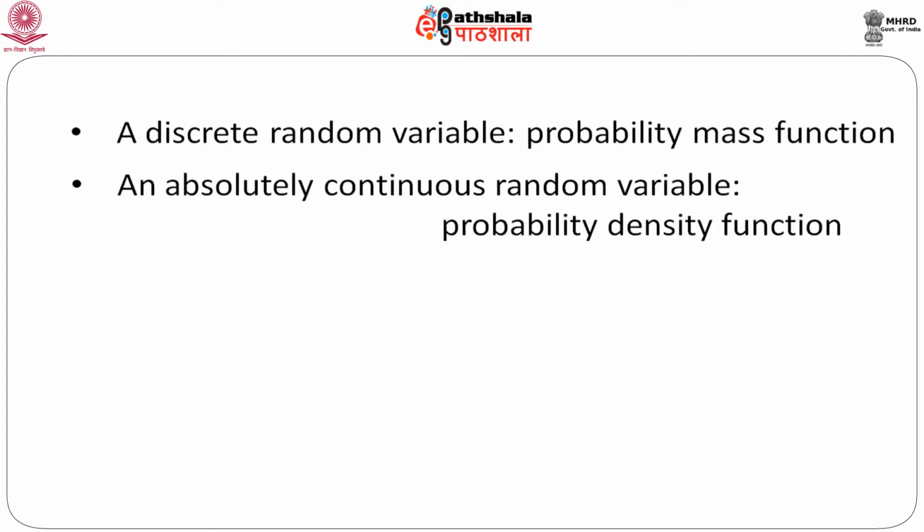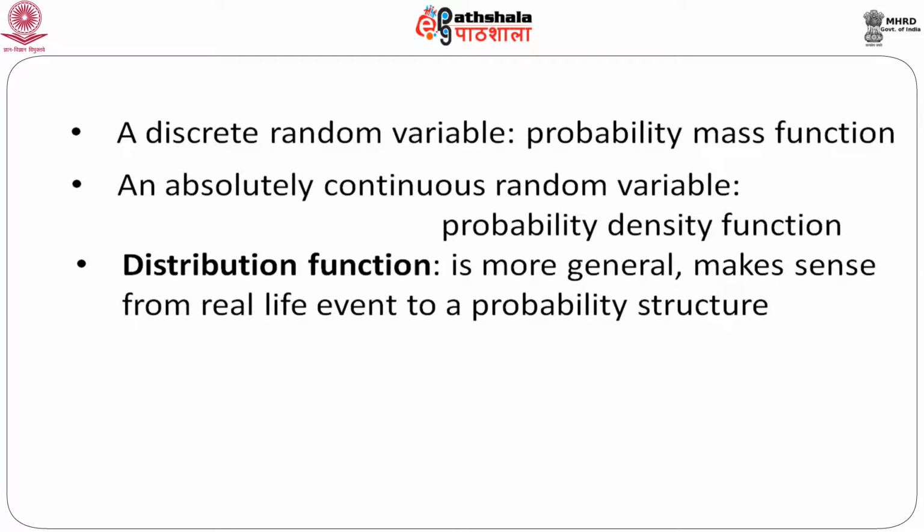Now, the question is, can we define something which is more general, covering the discrete as well as the continuous variable, or is there anything which is similar between these two? The answer is the distribution function. This is a more general thing in the area of probability theory that really makes sense from a real life event to a probability structure. So, through a distribution function, we can think of the probability of a particular event which is explained in terms of a random variable, be it continuous, be it discrete.